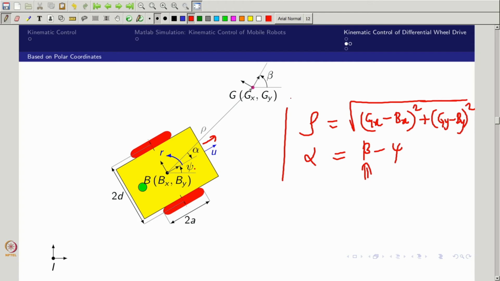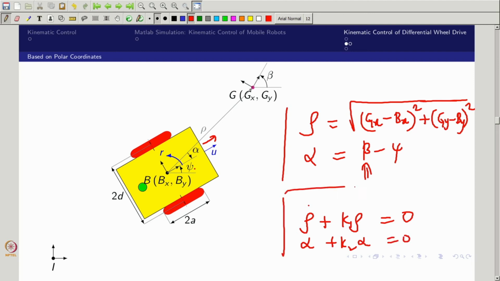So what you can see, further I can rewrite this equation as rho dot plus some k rho equal to 0, okay. Similarly, alpha dot plus something, k2 alpha, equals 0. So then what it looks like is a first order error dynamics, what we did in a kinematic loop, right? It is very close to that. So a similar direction we can take. So that is what we are trying to do.